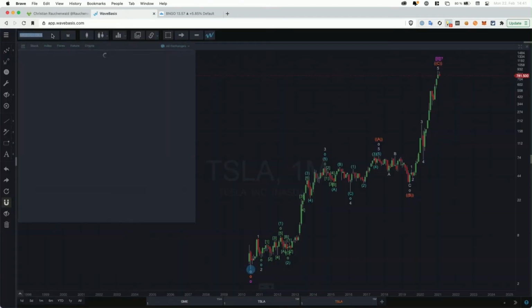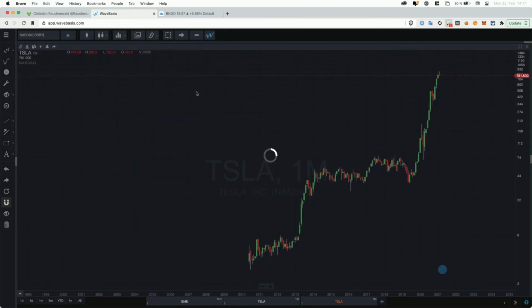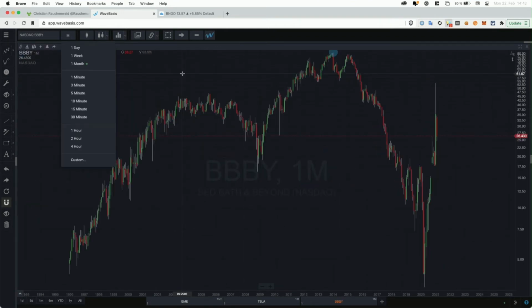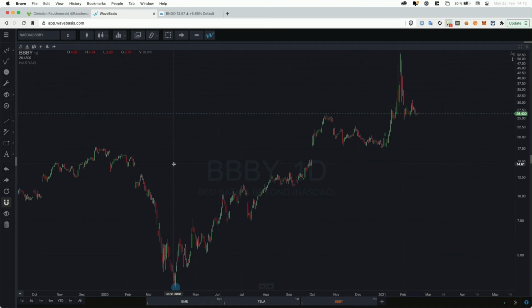And if we look at it in Wave Basis, so Bed Bath & Beyond, and open it up here, we're going to switch from the monthly chart that I used to show you roughly how Elliott Waves work to the daily chart. What we need to do here is to find the end of a big correction, because that's usually the end of a wave, which means from this point on we can draw a new wave pattern. So in this case, that was the correction in March, and we're again just going to press the magic button.